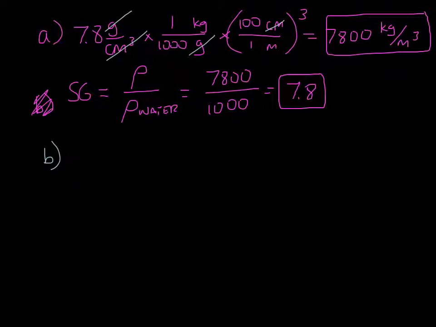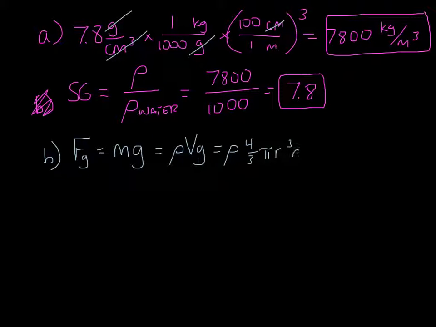So now for part B, what's the weight of the wrecking ball? The weight, or the gravitational force, is mass times the acceleration of gravity. Mass is equal to density times volume, so we have rho V g, and so that's the density. The volume in this case, because it's a sphere, is going to be 4/3 pi r cubed. So the total formula is rho times 4/3 pi r cubed for the volume, times g.